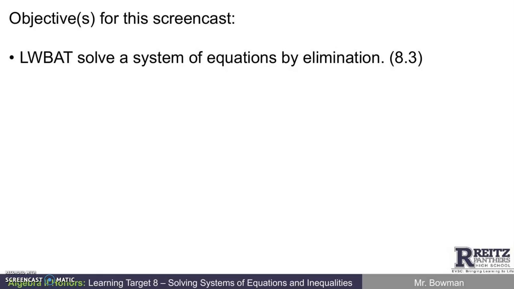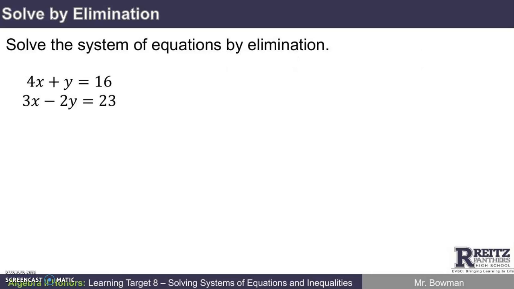Our objective for this screencast is learners will be able to solve a system of equations by elimination. So by now you've probably seen the screencast on solving systems by graphing. You've probably seen the screencast on solving systems by substitution. Let's tackle that third process of what we call elimination.